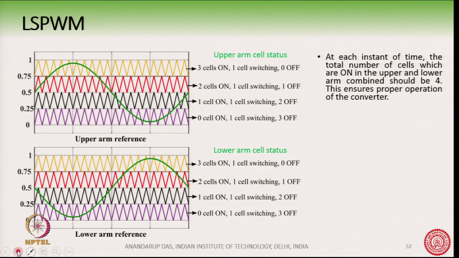So, for the upper arm, the reference waveform is like this, and similarly for the lower arm the reference waveform is like this, and we follow the same logic as the upper arm. Now, for this MMC, one thing that you have to remember is that the total number of cells which are on in the upper arm and lower arm combined should be 4, because there are 4 cells in each arm. The total number of cells which need to be turned on in the upper and lower arm combined should always be equal to n, if there are n cells. This ensures the proper operation of the converter.